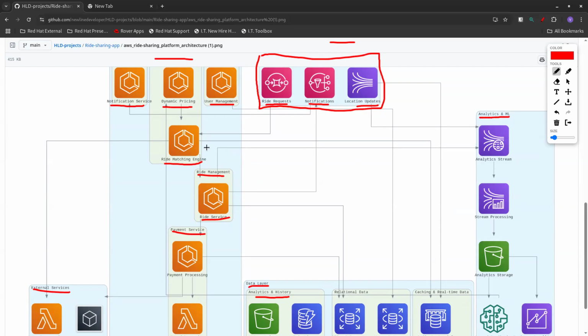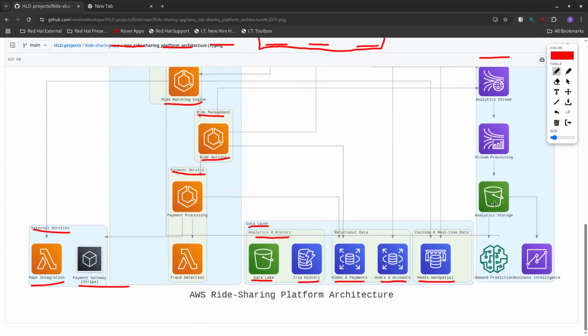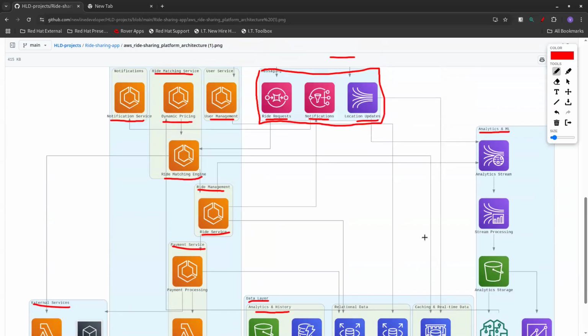So it will get the request from the ride matching engine, and the analytics stream will send it, and then stream processing will take that. Any data is stored in the analytics storage. Then we have a SageMaker model that will help us predict the on-demand price for the specific ride. That will help us estimate the ETA, estimated time of arrival, everything. Once it is done, it will send the details to the map integration or payment gateway, or back to the ride matching service.